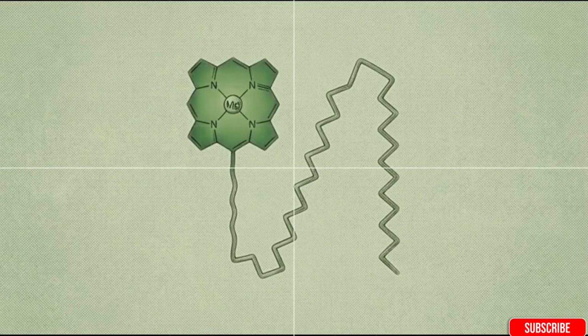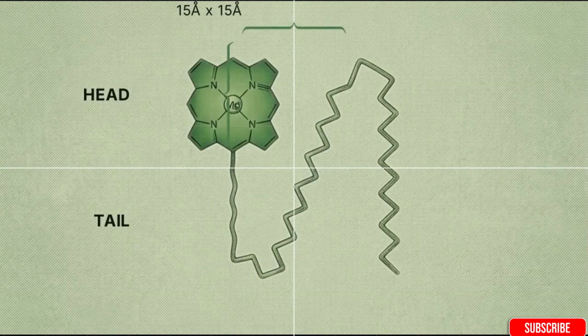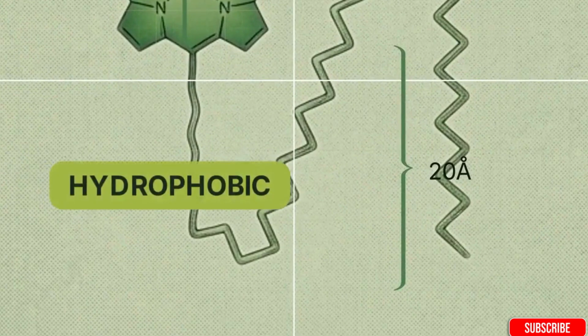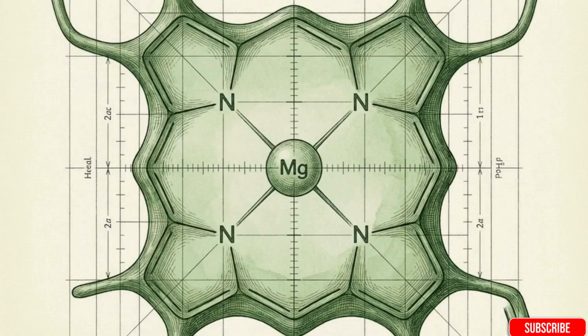Every chlorophyll pigment is divided into two distinct structural parts, a wide geometric head and a long linear tail. The head measures exactly 15 by 15 angstroms, while the tail extends 20 angstroms in length. The tail is an explicitly hydrophobic phytol chain and contains exactly one double bond. These rigid, predictable dimensions allow the pigment molecules to pack together into the 230-molecule array, creating a dense, continuous surface area for photon absorption.